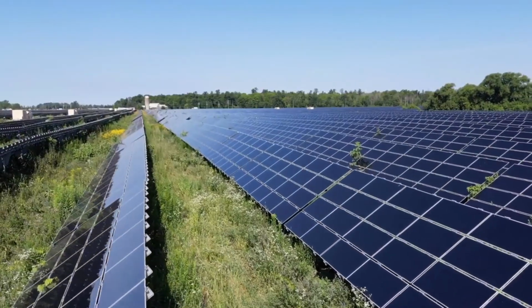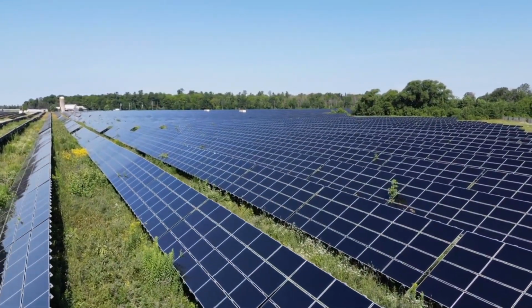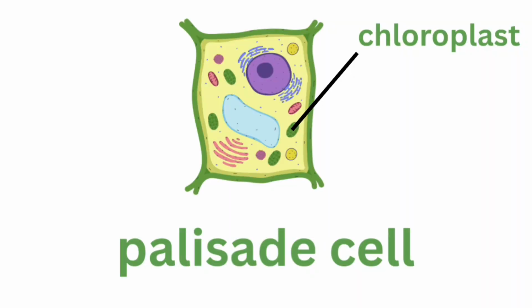If you want to really impress your examiner, you might like to know that the special solar cells that are found in the Palisade cell are actually called chloroplasts. Chloroplasts absorb sunlight energy for photosynthesis.